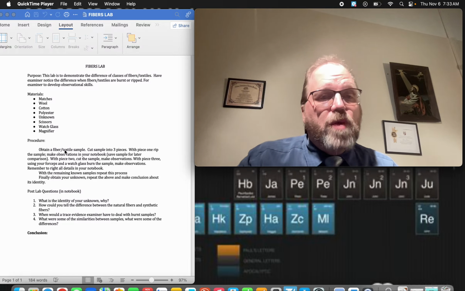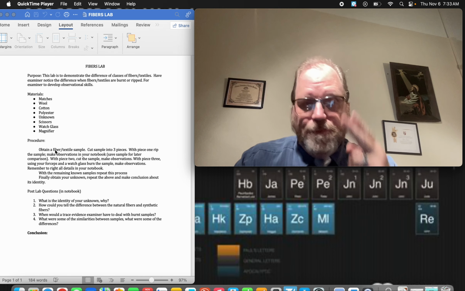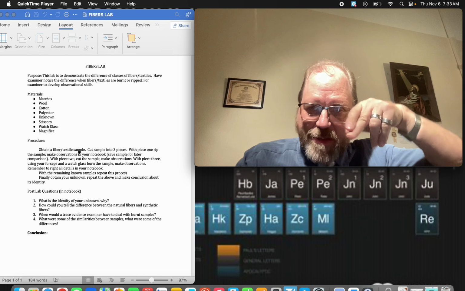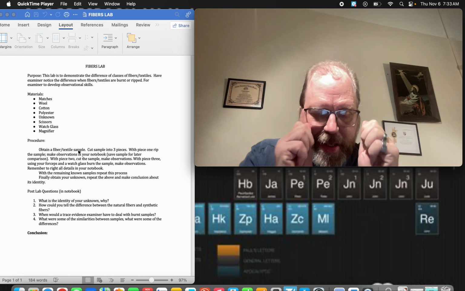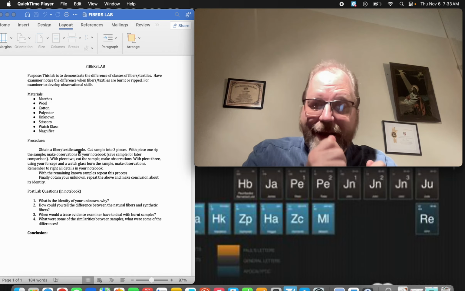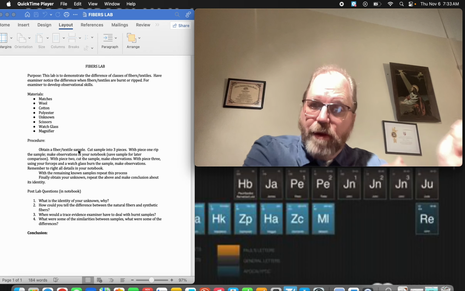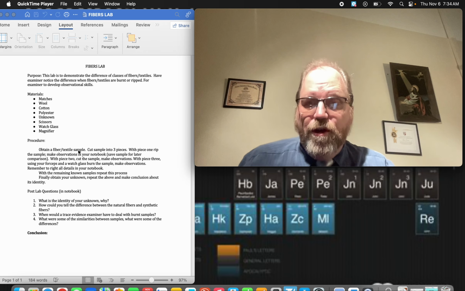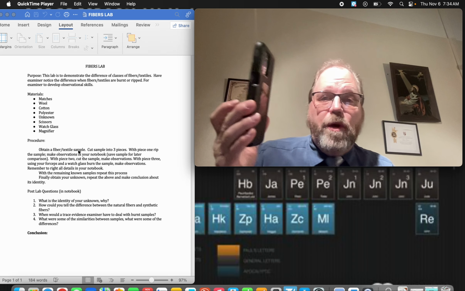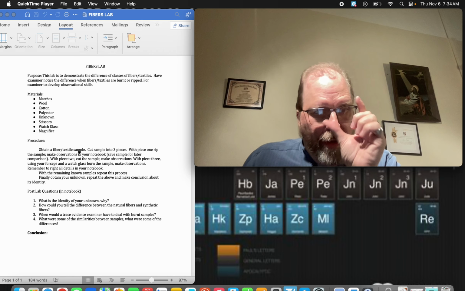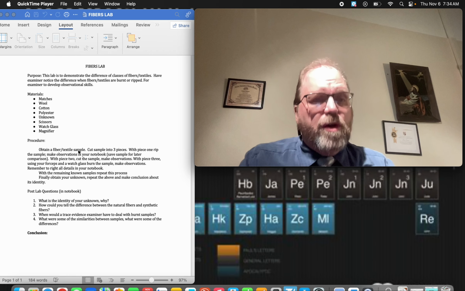Now, once you do that, you're going to take a pair of scissors, cut the fabric slightly, rip it, and then using a magnifying glass, look carefully at each of the fibers, and in your lab notebook, describe what those look like. Now, if you don't have a magnifying glass, you can always use your phone and just blow it up and enlarge it, make sure it looks that way.